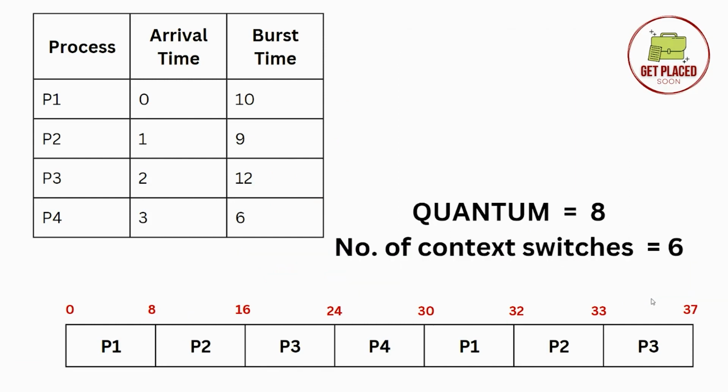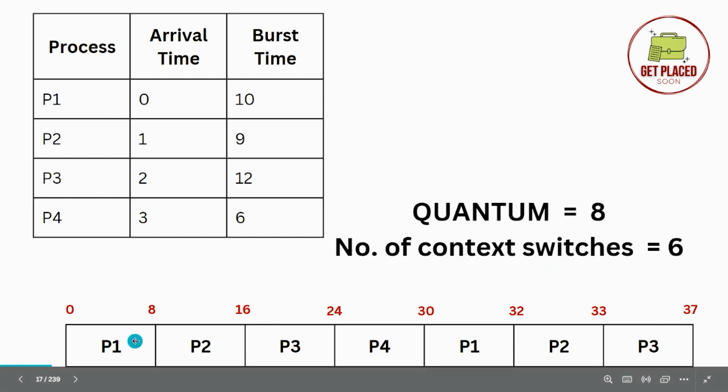Now, how many context switches are there? So we started with P1, P1 to P2 one switch, second switch, third switch, fourth switch, fifth switch and sixth switch. So therefore there are 6 context switches.